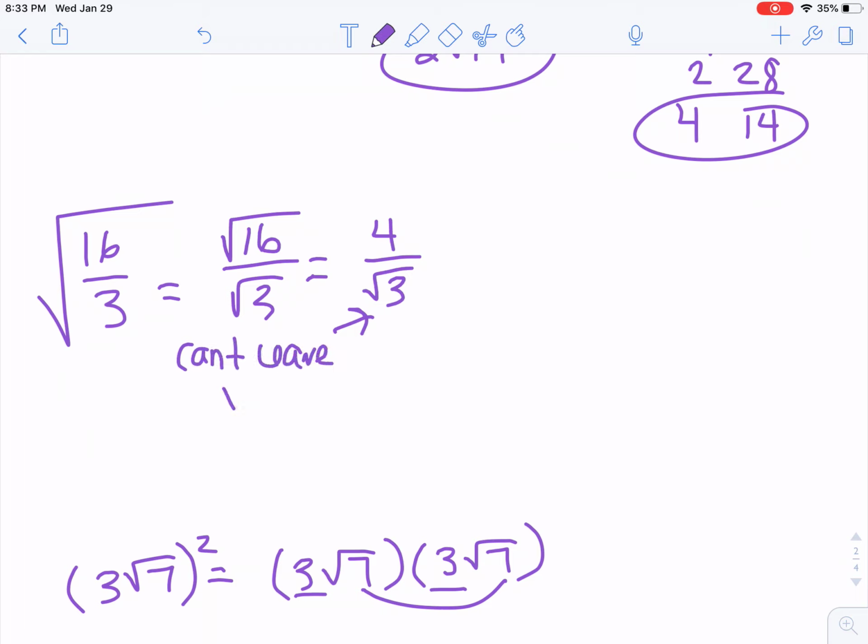You can't leave square roots in the denominator. Okay, so this is called rationalizing the denominator.